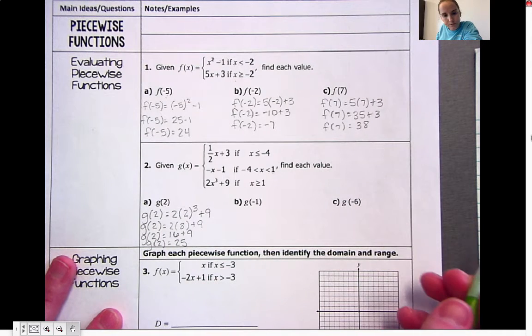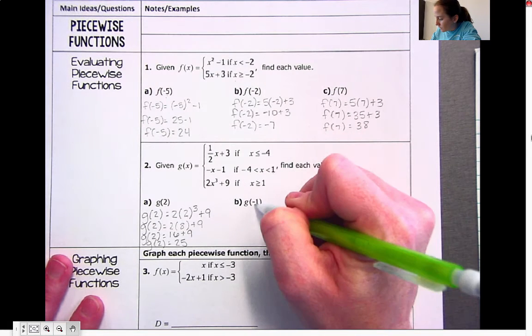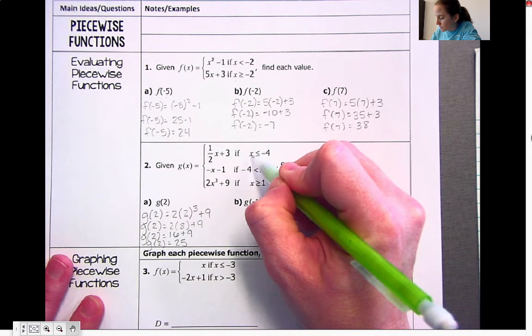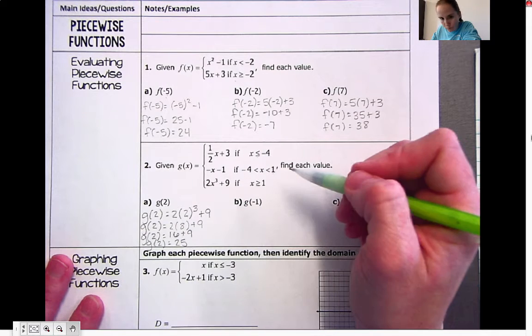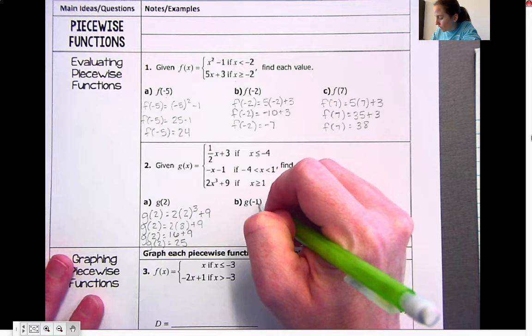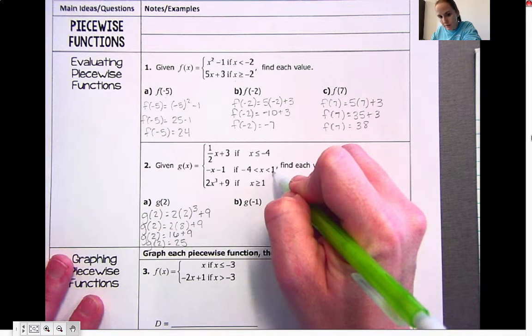to 25. At -1, so we say, okay, does -1 fit here? Is -1 less than or equal to -4? No. Is -1 between -4 and +1? Yes.